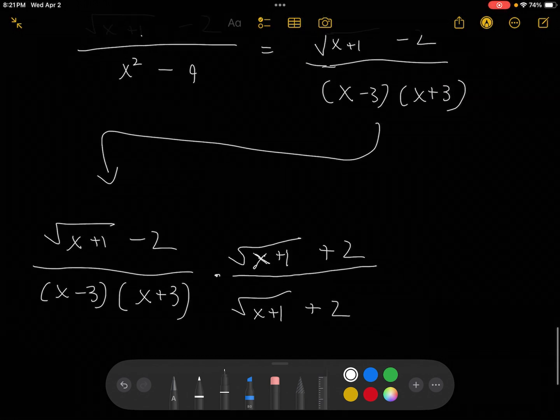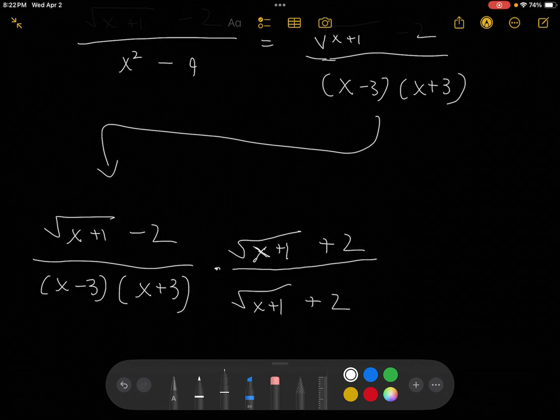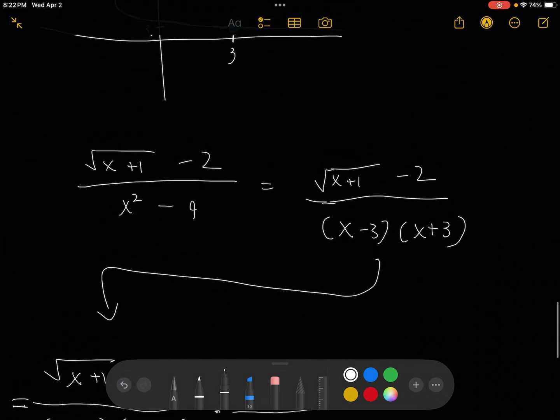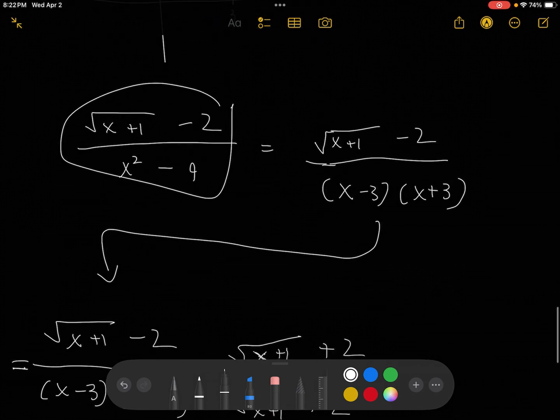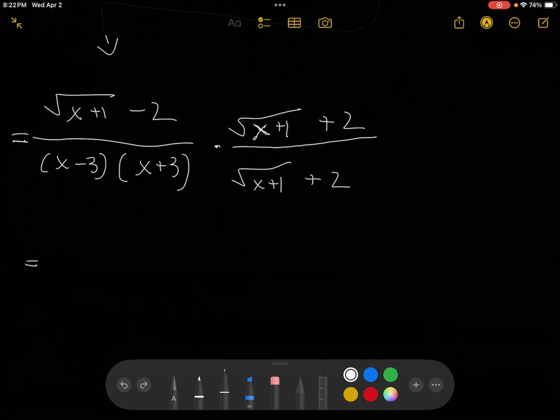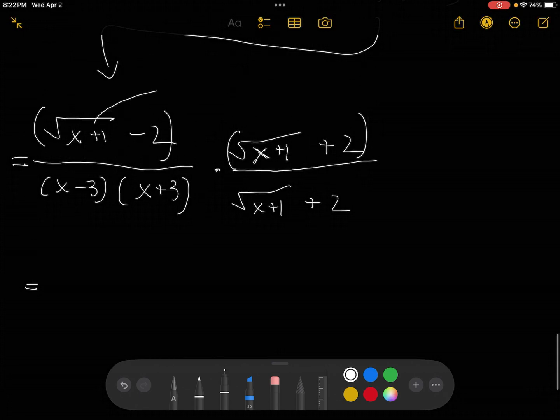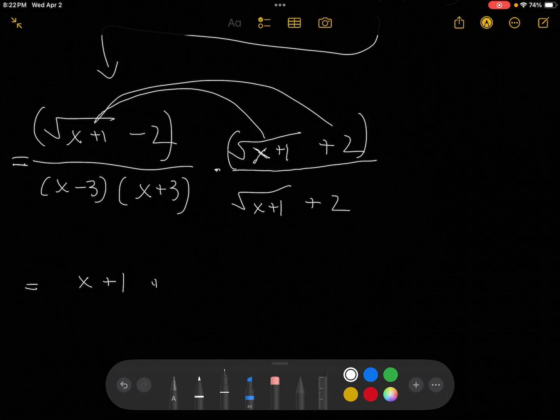So this is essentially the same as multiplying by 1, which we know is not going to change what the equation is equal to. But this is actually going to allow us to rewrite this equation in a new format that is defined at 3. So let's simplify the numerator. We've got square root of 1 plus x times square root of 1 plus x. So we're going to end up with 1 plus x. Then we got square root of 1 plus x times 2.